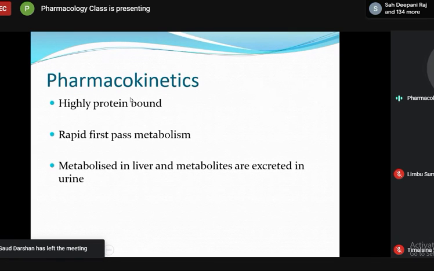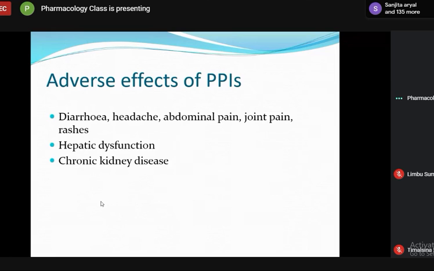So the others are also highly protein bound, and they are first metabolized in the liver and excreted in urine. Adverse effects are again fewer, but it can cause diarrhea, headache, abdominal pain, joint pain, and rashes. Sometimes it can also cause hepatic dysfunction and chronic kidney disease.